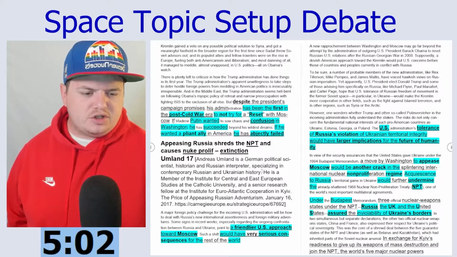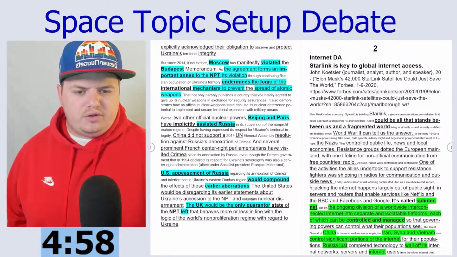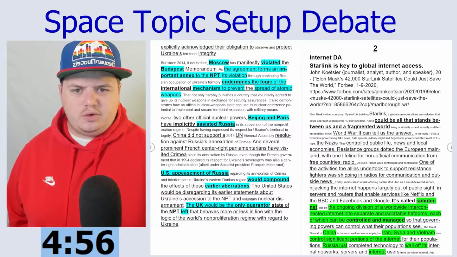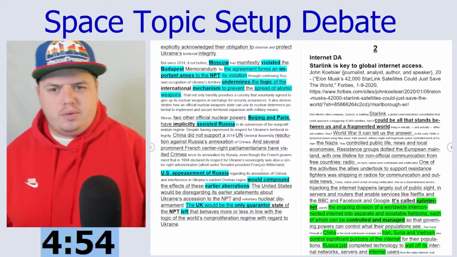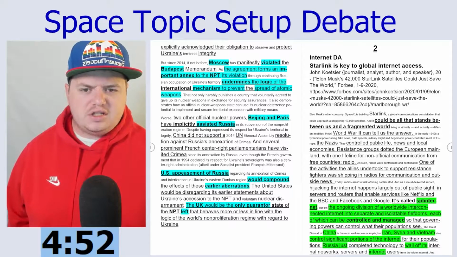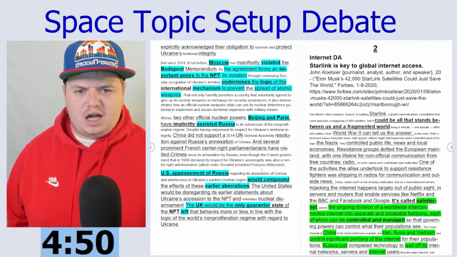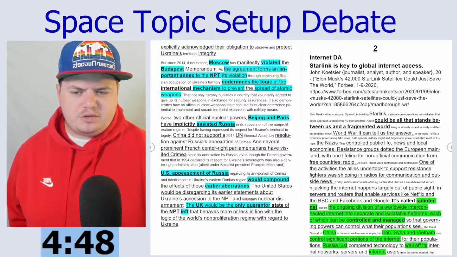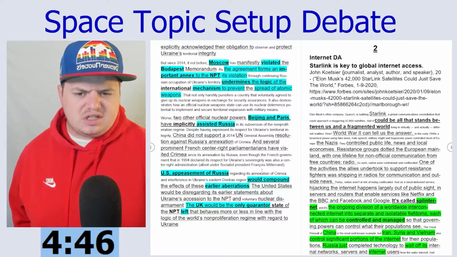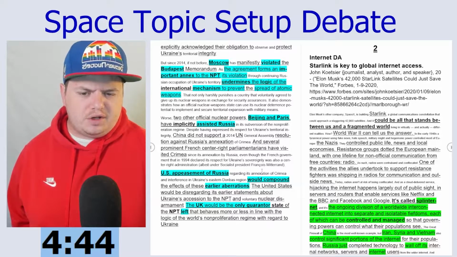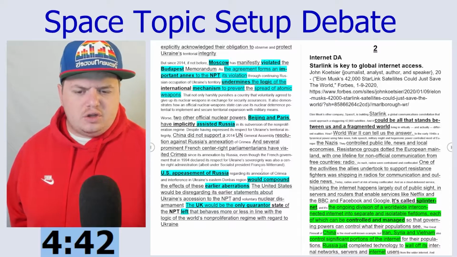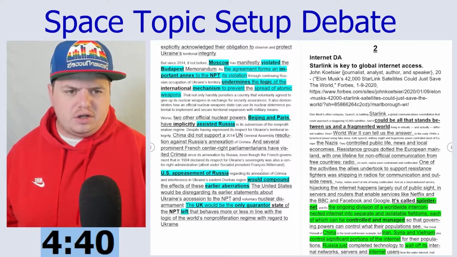Under Budapest, Russia, the UK, and the U.S. assured inviolability of Ukraine's borders. Moscow violated Budapest. The agreement forms an important annex of the NPT. Its violation undermines the logic of the mechanism to prevent the spread of atomic weapons. Beijing and Paris assisted Russia. The U.S. appeasement of Russia would compound earlier aberrations. The UK would be the only guarantor left.